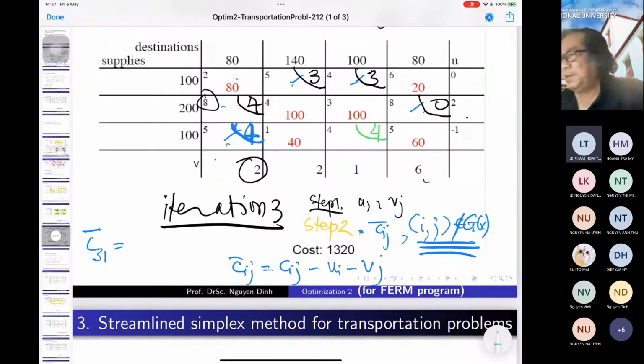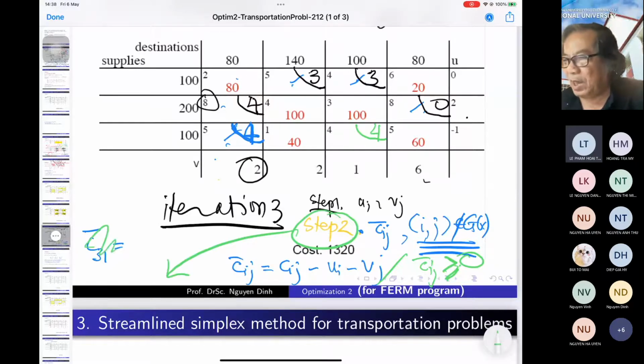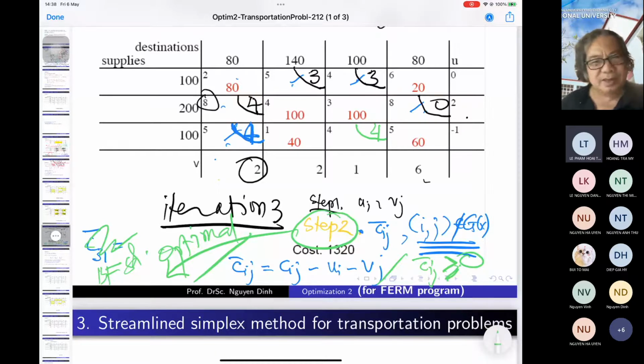Is any C bar ij negative? No. All the C bar ij here are greater than or equal to 0. Then at step 2 here, we can come to the conclusion that the BF solution here is optimal. Is that okay? That's all.